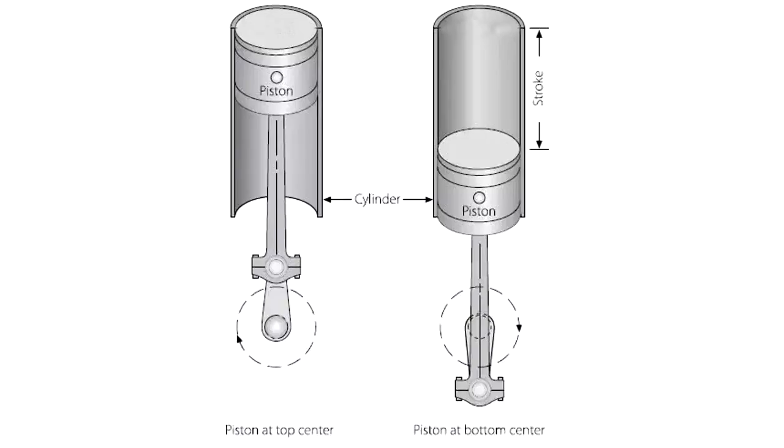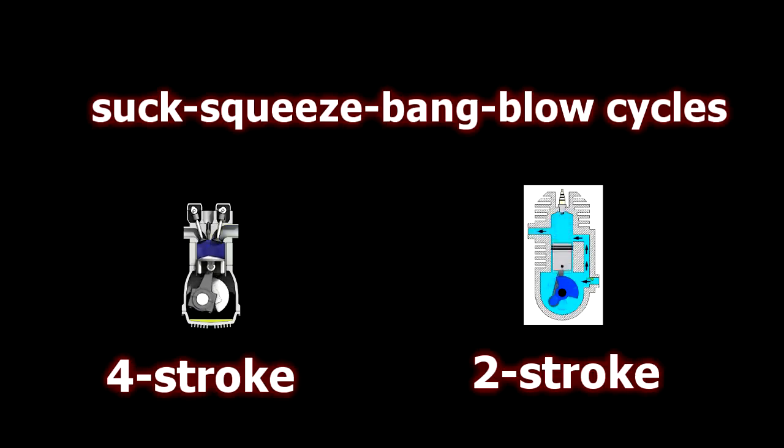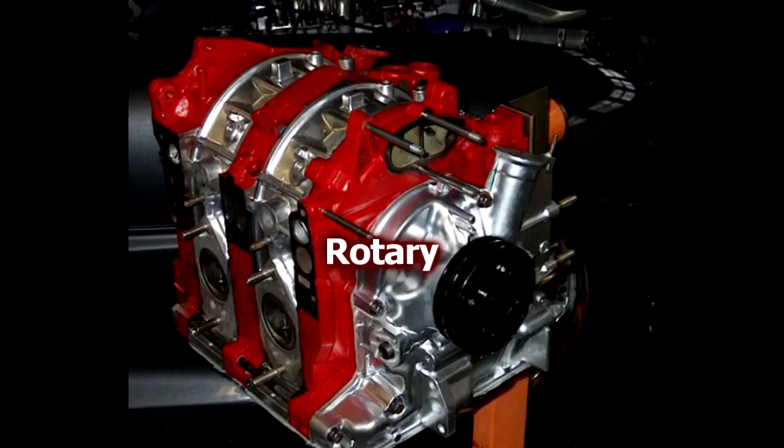So a stroke is defined as the distance between top dead center and bottom dead center, which is 180 degrees of crank rotation. So a 4-stroke engine does 4 times 180 degrees, so 720 degrees per power stroke. And a 2-stroke does 2 of those, 360 degrees per power stroke. So a rotary is a 2-stroke engine because it does a power stroke every 360 crank degrees.